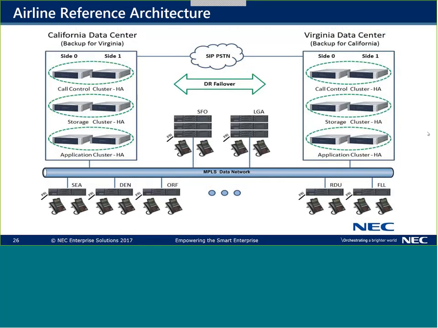And the last one here, this is an airline. This is a reference architecture for an airline that's based here in the United States. Obviously, they have facilities all over the place, looking at providing service based on a dual data center approach, East Coast and West Coast. And each airport is a cluster of UG50 equipment with IP phones, all in a large centralized geo-redundant network.